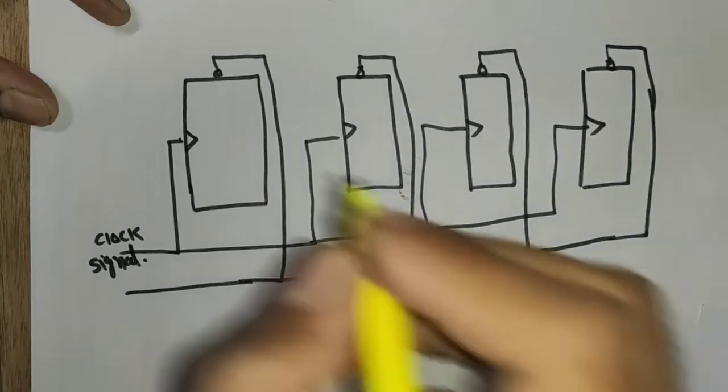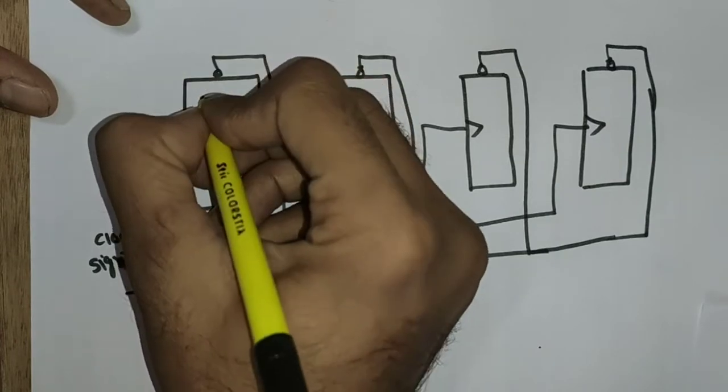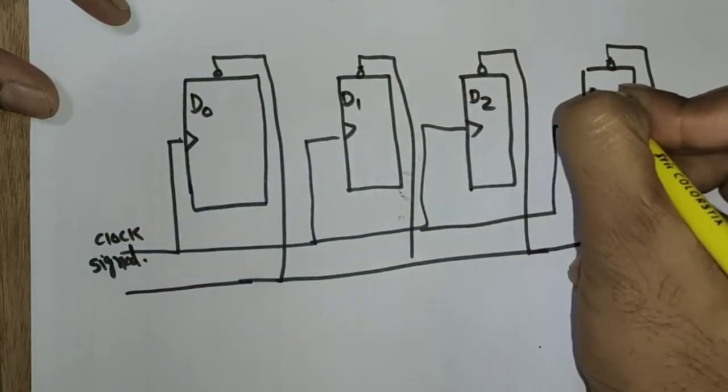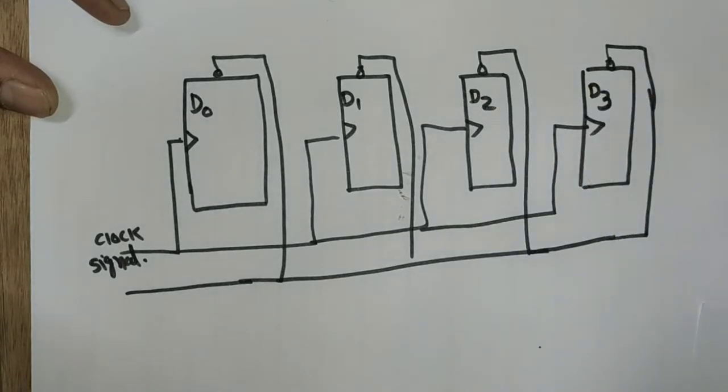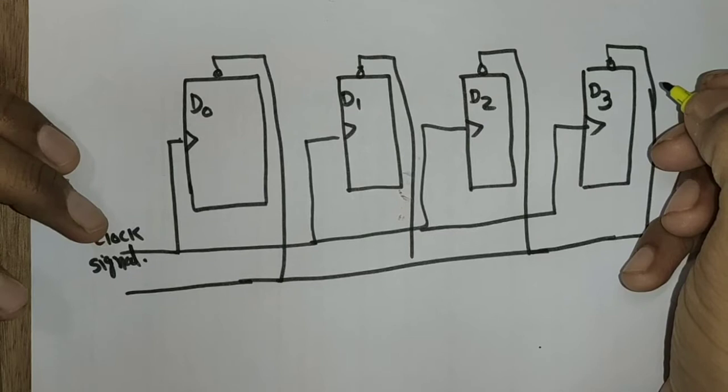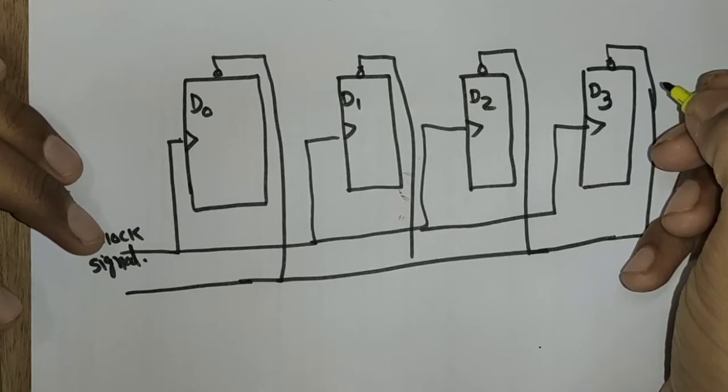So this is the clear command. And now input D0. First one is D0, second one D1, D2 and D3. Right? So this is the input of each and every flip-flop.